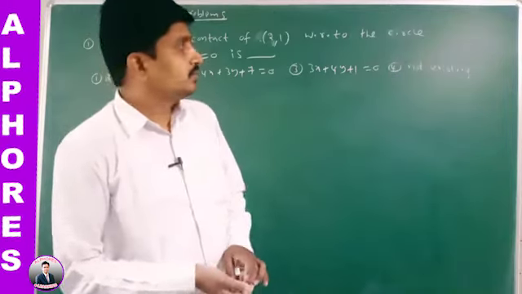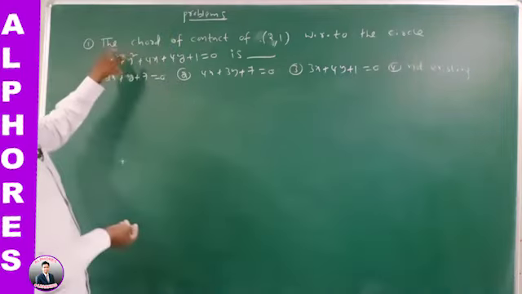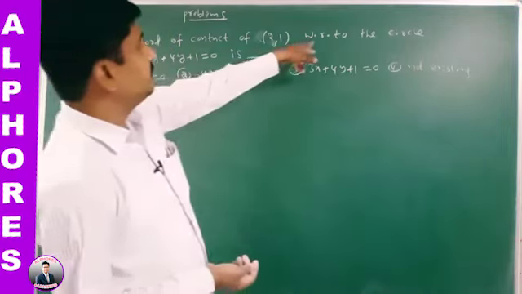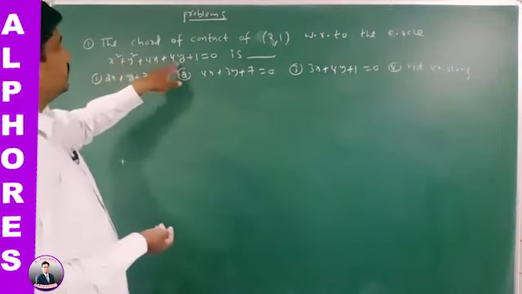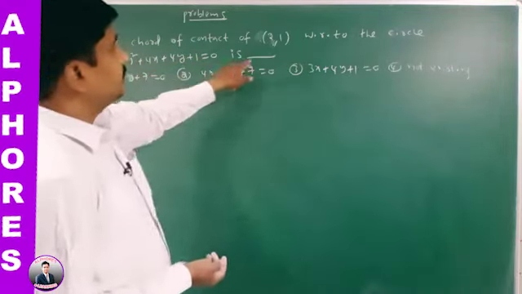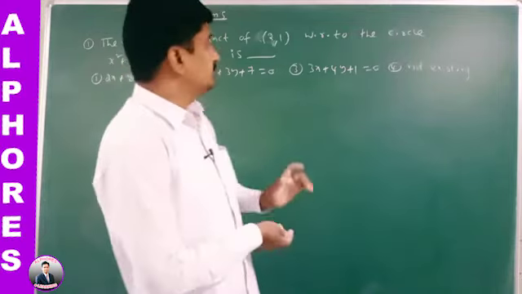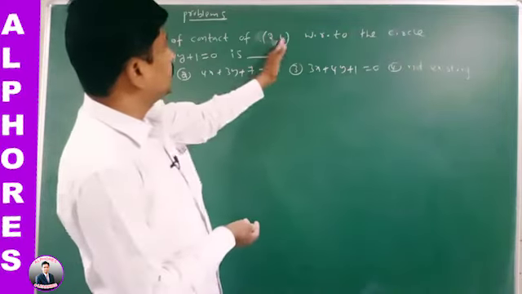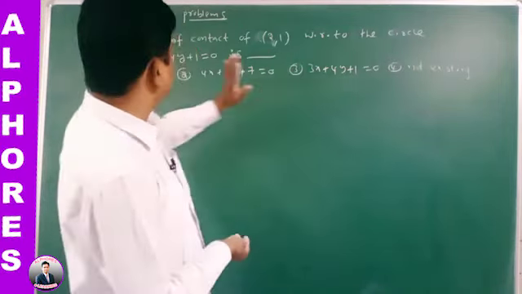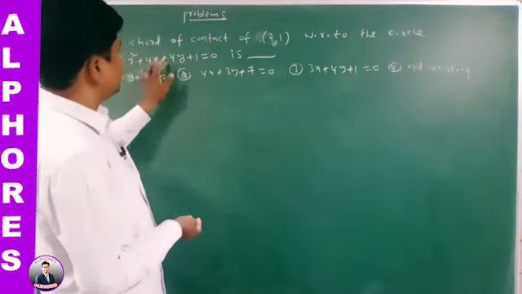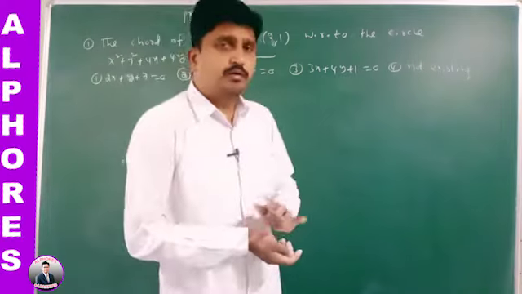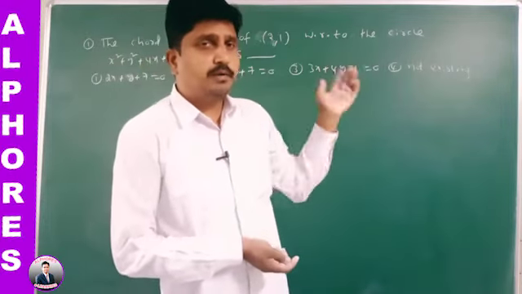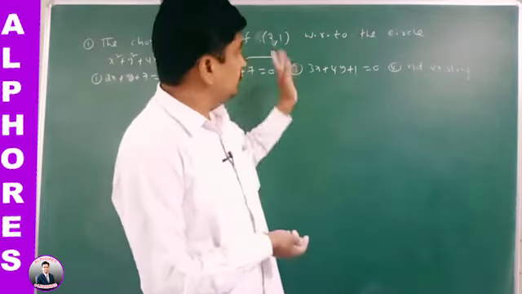Okay, friends, the question: the chord of contact of (2, 1) with respect to the circle x² + y² + 4x + 4y + 1 = 0 is. You know, the point P is given and the circle equation is given.